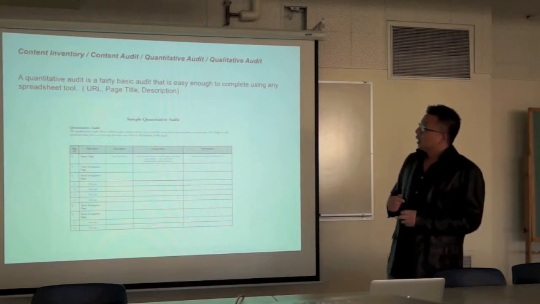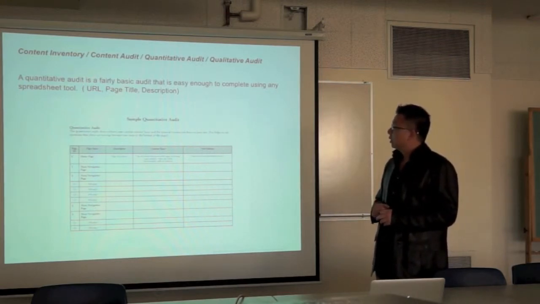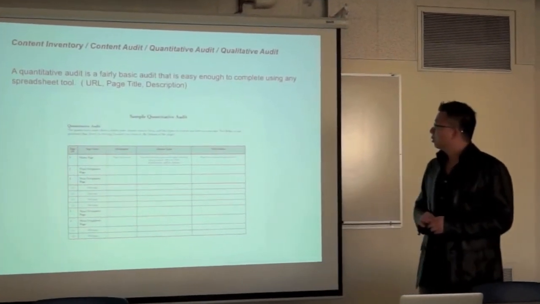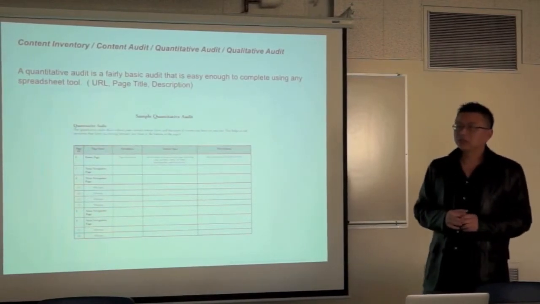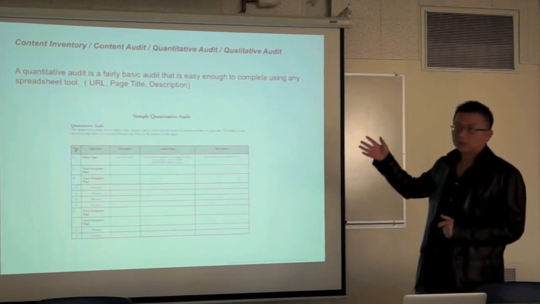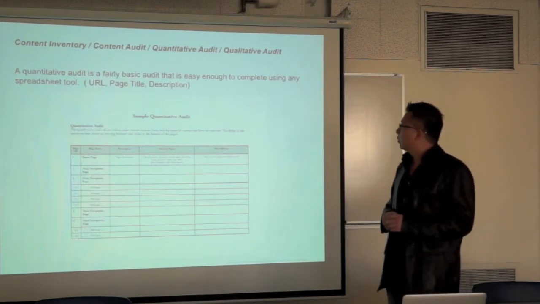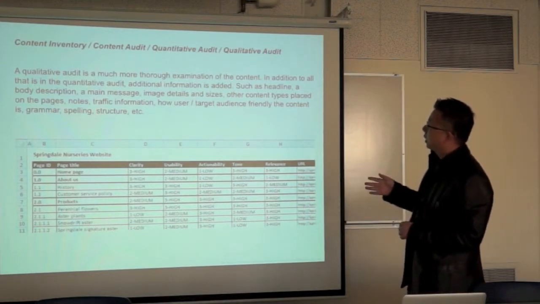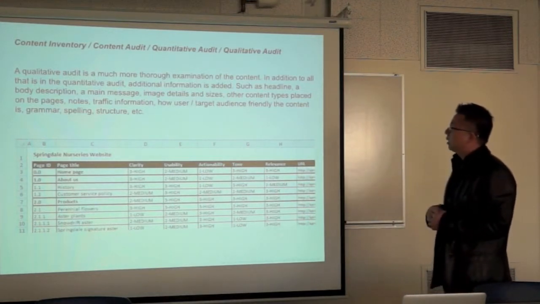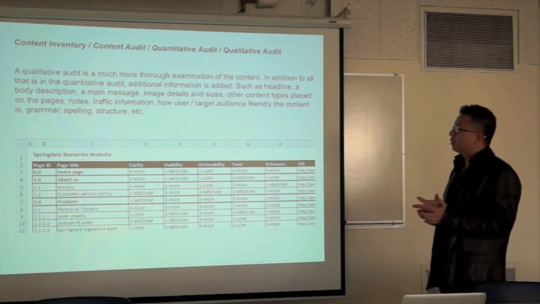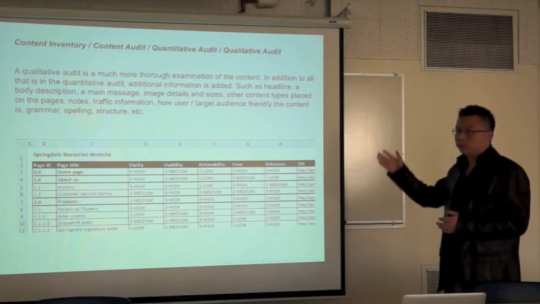Some people also call a content inventory a content audit. And maybe some people even separate them into a quantitative audit and a qualitative audit. The difference is that for a quantitative audit, you normally just put the URL, page title, and some simple description. But if you want to do a qualitative audit, you put more information like descriptions, headlines, messages, image details, and image size. You will put in more traffic information, how user friendly the content is, how grammar friendly. You'll put a lot more information on that.